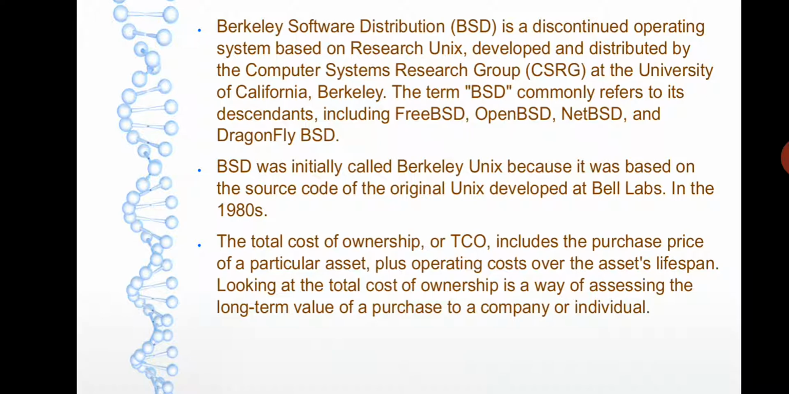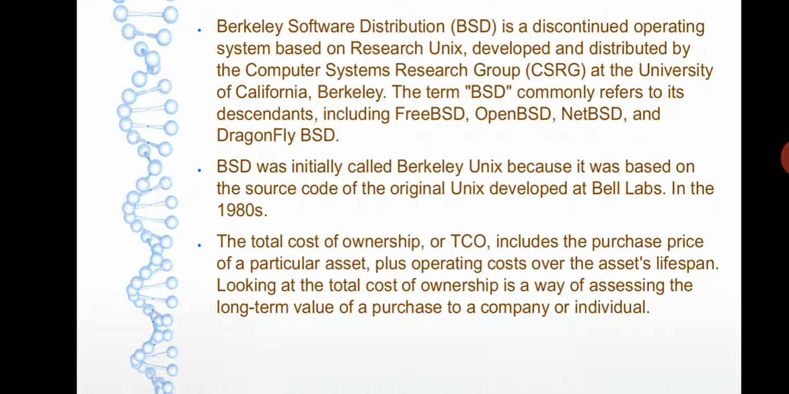The total cost of ownership, or TCO, includes the purchase price of a particular asset plus operating cost over the asset's lifespan. In Linux flavors also, there are some Linux operating systems which cost you, like Red Hat. If it is for commercial use, then it requires money. So if you are installing Red Hat in industries or in a large commercial area, then you may be asked to pay some money for that operating system. That is also one of the ways you have to understand; that is also available.